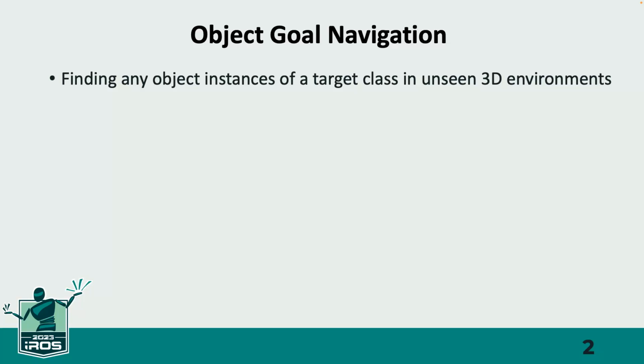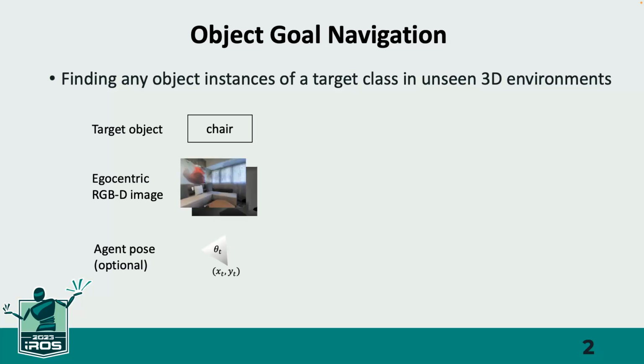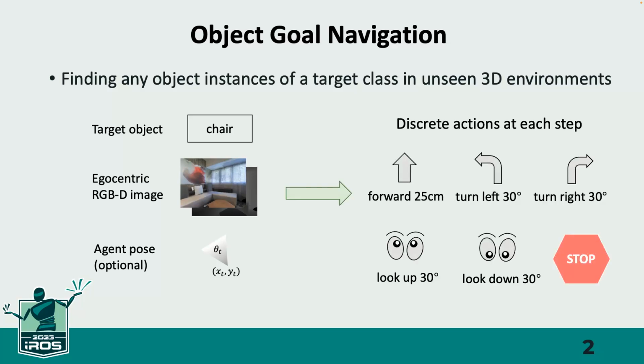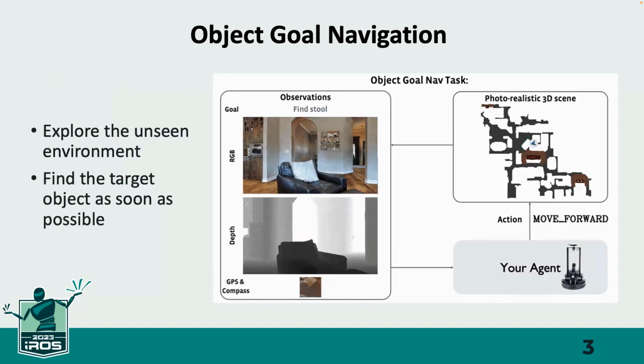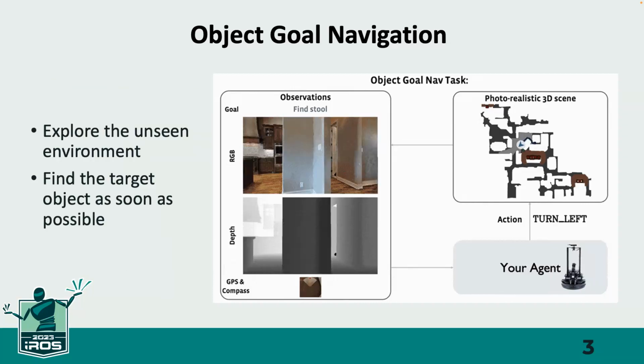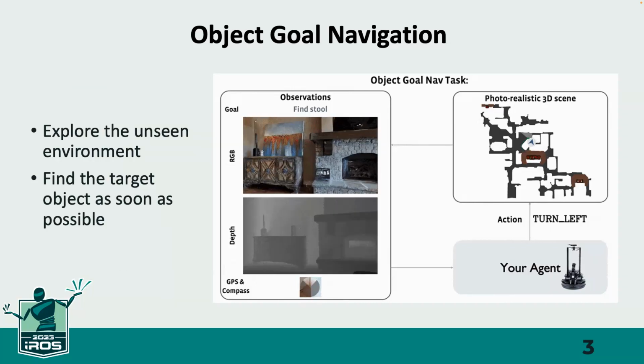Object-Go navigation aims to find any object instances of a target class in unseen 3D environments. The input of the task is a target object class, such as a chair, the egocentric RGBD images, and optionally the agent pose at each step. The output is the discrete actions at each step, such as move forward 25 centimeters, which are simple commands to control a robot. We want the robot to explore the unseen environment and find the target object as soon as possible.